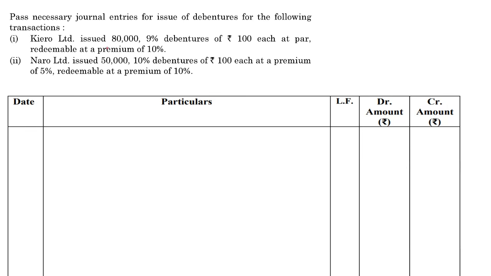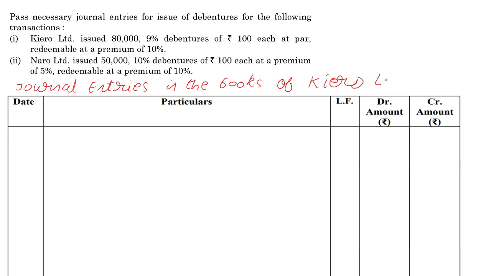All right, so we will first pass journal entries in the books of Kiero Limited. Okay, and there are no dates, so we just go in for particulars.